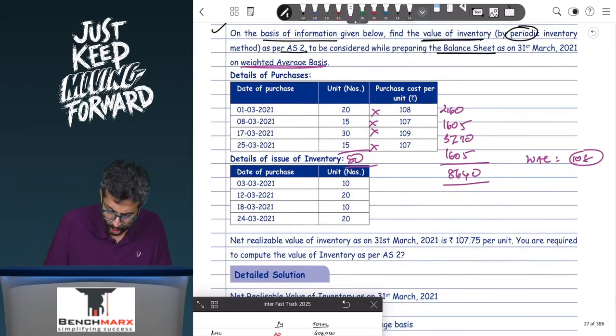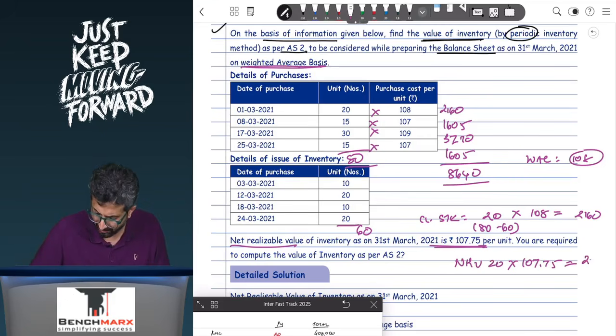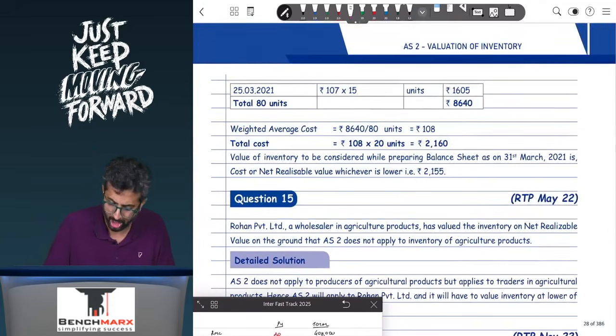Details of issue of inventory. You have issues of 10 and 20, I think a total of 60 units are issued, which means closing stock will be 20 units, that is 80 minus 60, and if I follow weighted average cost, this is into 108. So this is 20 into 108. Your closing stock should be 2160 at cost. However, the NRV of the inventory is 107.75. So if I were to find the NRV, this is 20 into 107.75, whichever is lower. So NRV is lower. This comes to 2155. Your inventory will be measured at 2155 as per AS 2. Cost is 2160, measured at 2155 as we can see over here. Cost or NRV, whichever is lower.